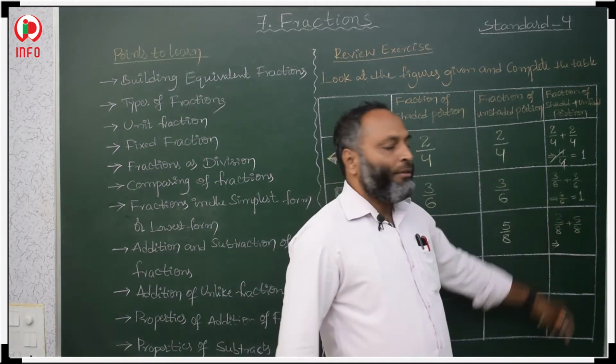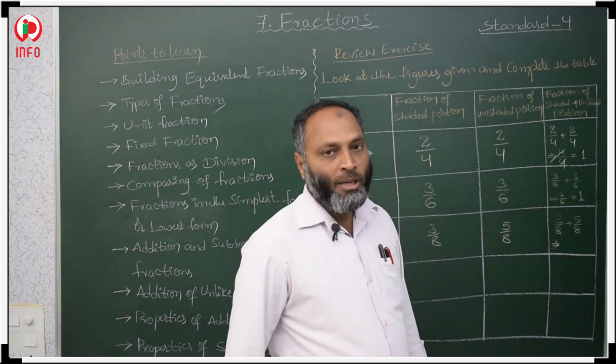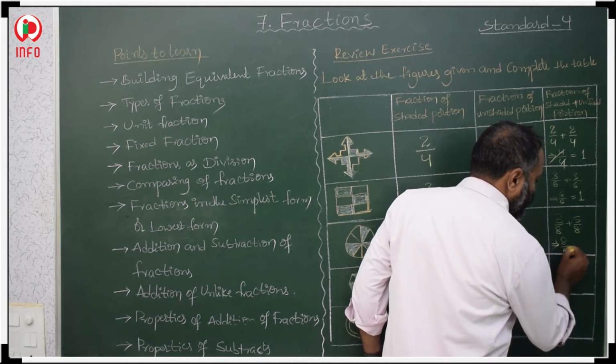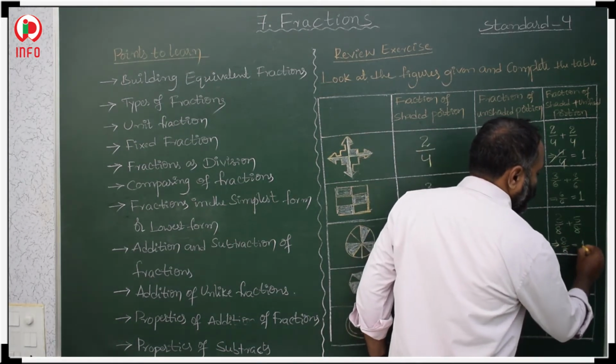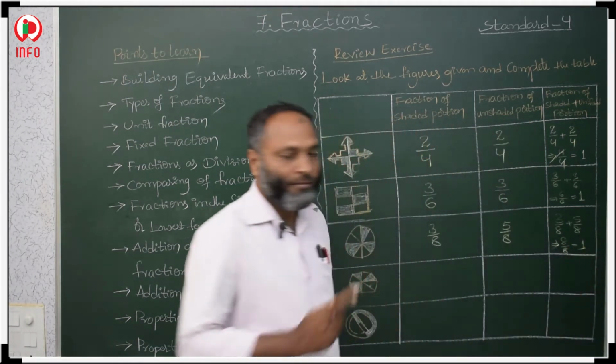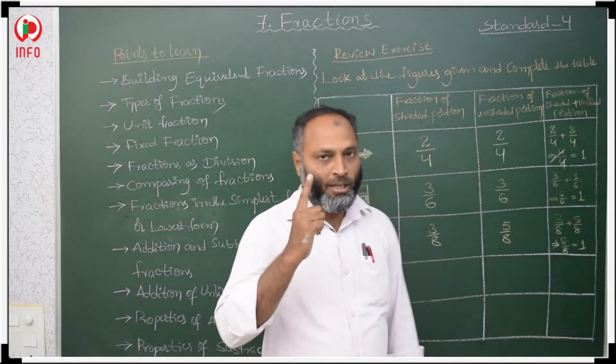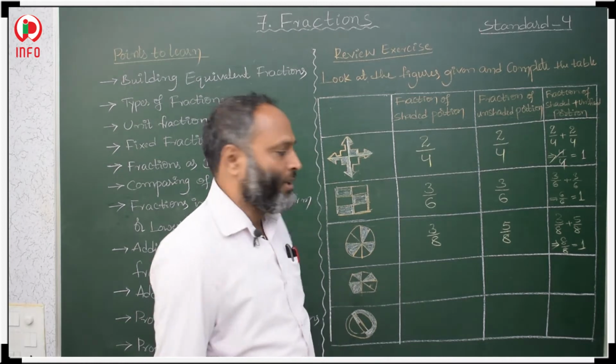Then 3 plus 5, we add the numerators. 3 plus 5 is 8, with denominator 8. Numerator and denominator are the same, so that is always equal to 1. If numerator and denominator are the same, then that value is always equal to 1.